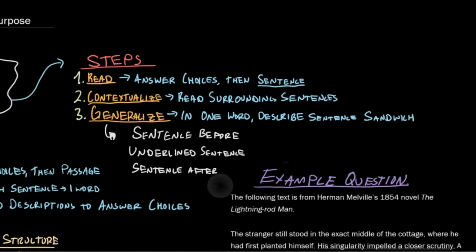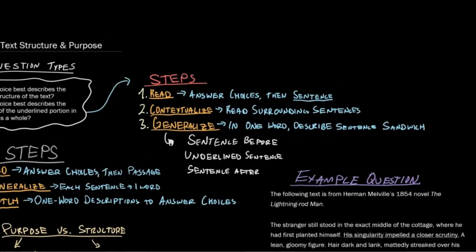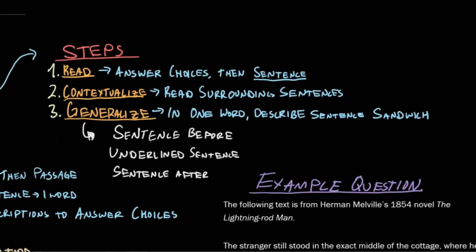Now let's take a look at a different problem, right? Kind of similar. Which choice best describes the function of the underlined sentence as a whole? So the first thing you do is read the answer choices, then you read the sentence, okay? You just read the sentence, and then you read the surrounding sentences. So we're going back to that sentence sandwich, okay? And then we're going to do it in one word, all right? We're going to describe our sentence sandwiches. So each of these words is going to have one sentence description. Our sentence sandwich is the sentence before, the underlined sentence, and the sentence after.